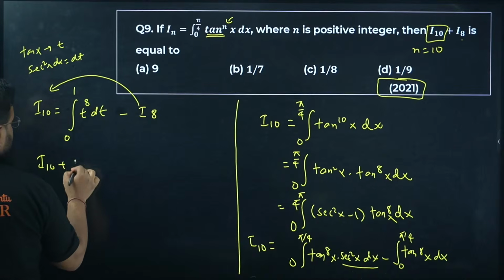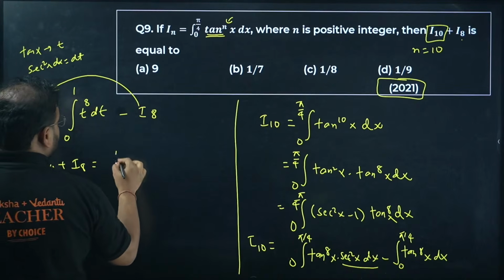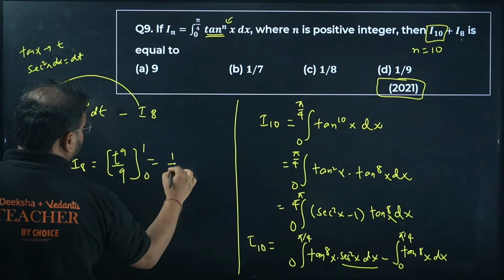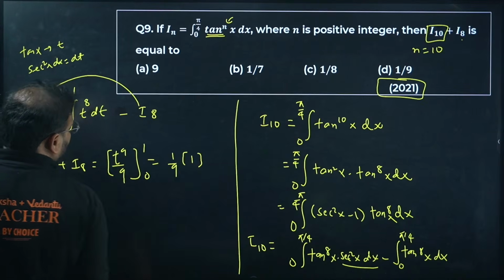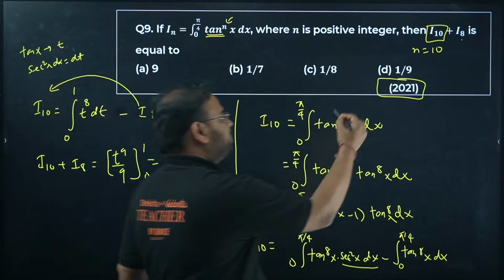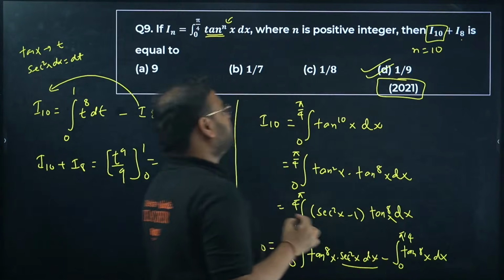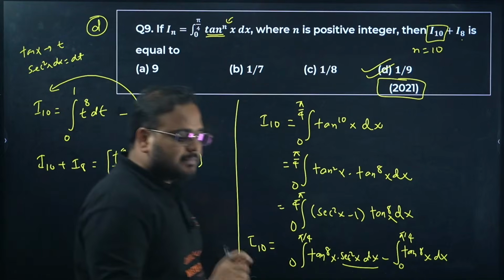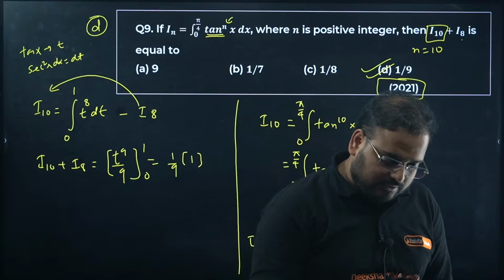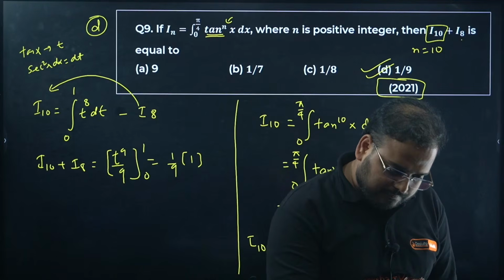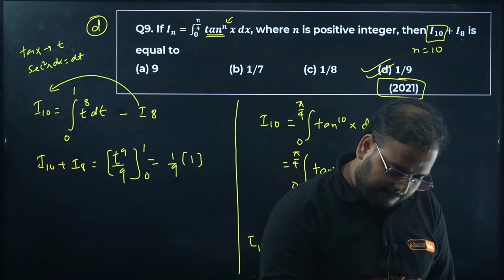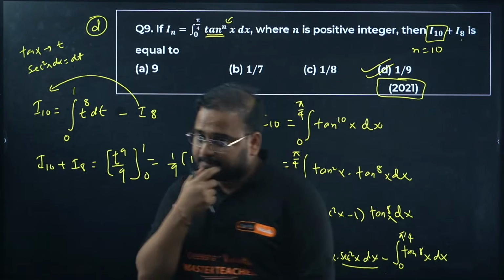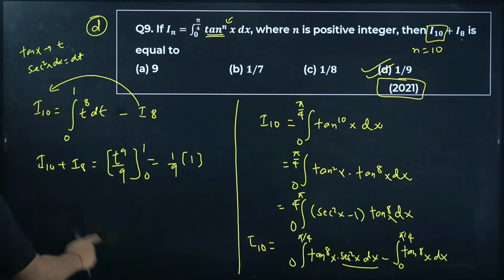So I10 plus I8 is what? T power 9 by 9, limit from 0 to 1. The answer becomes 1 by 9 into 1. So the answer is Option D. A simple and quality question over here. Yes, D is right. D is correct.